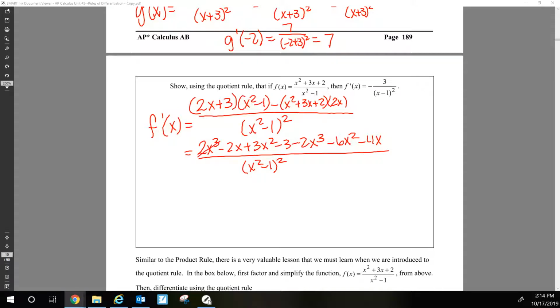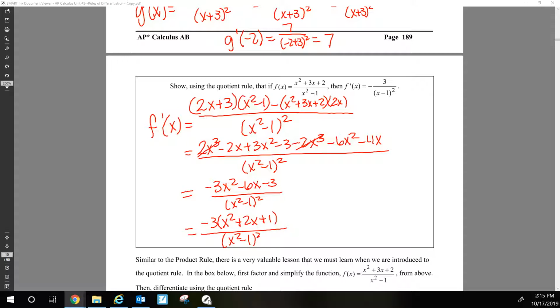All right, I got 2x cubed and negative 2x cubed. They'll cancel out. I got 3x squared minus 6x squared would be negative 3x squared. Negative 2x minus 4x is negative 6x. And then minus 3. All over x squared minus 1, squared. I see these guys all have 3 in common, so I'm going to go ahead and factor out that 3. Actually, I'm going to factor out a negative 3 because they all have negative 3 in common. So pulling out a negative 3, I've got x squared. Negative 6 divided by negative 3 is plus 2x. Negative 3 divided by negative 3 is 1. All over x squared minus 1, squared.